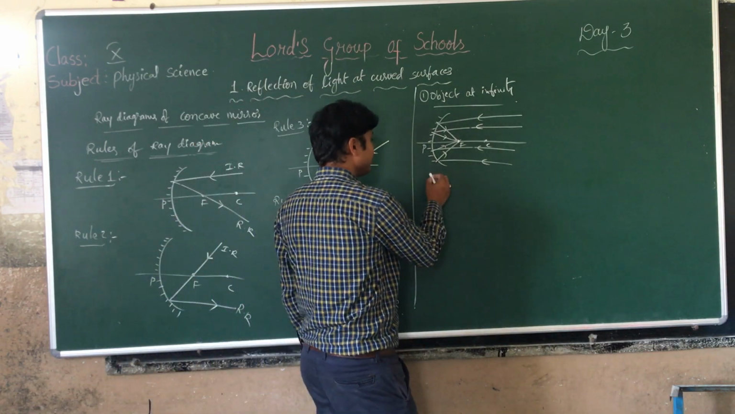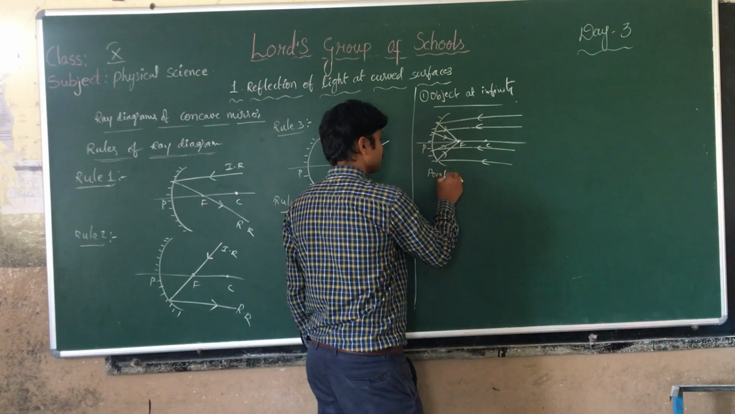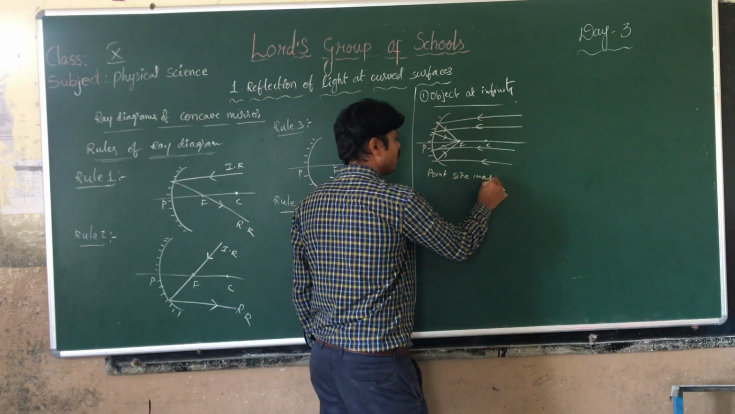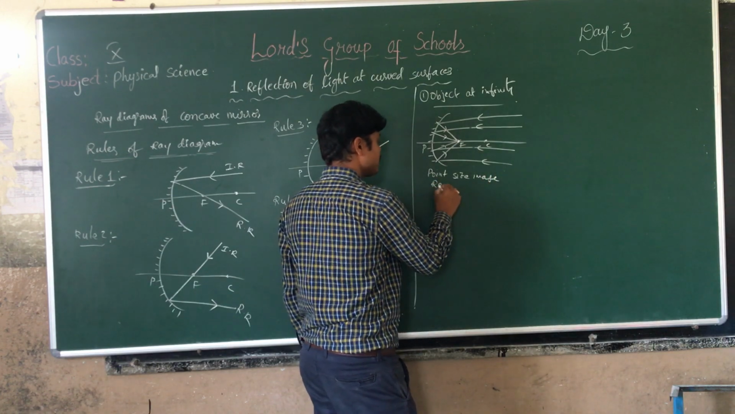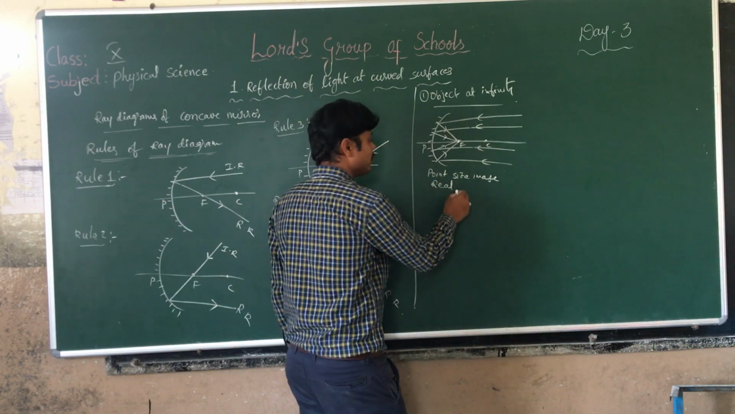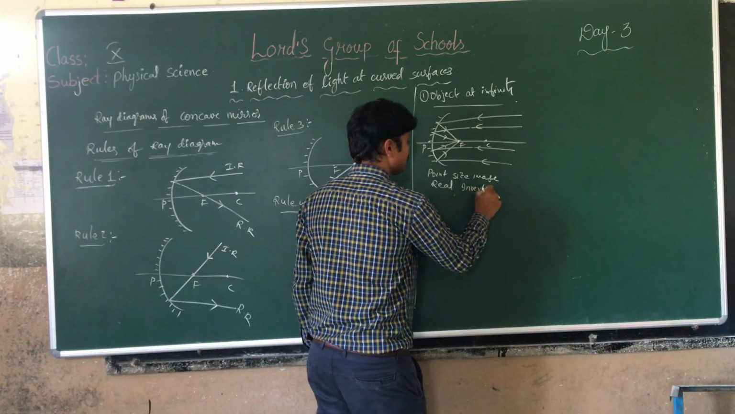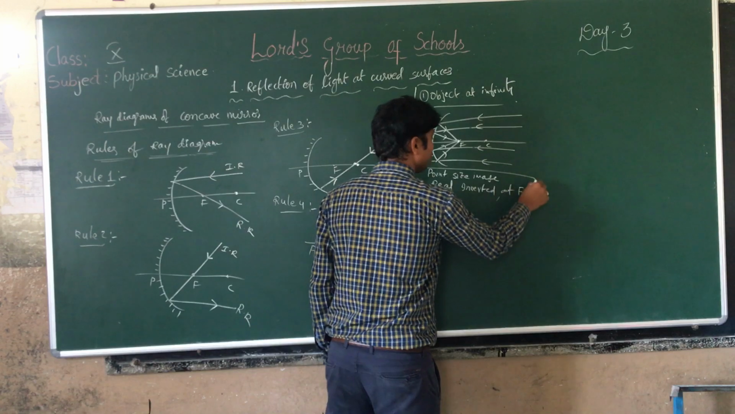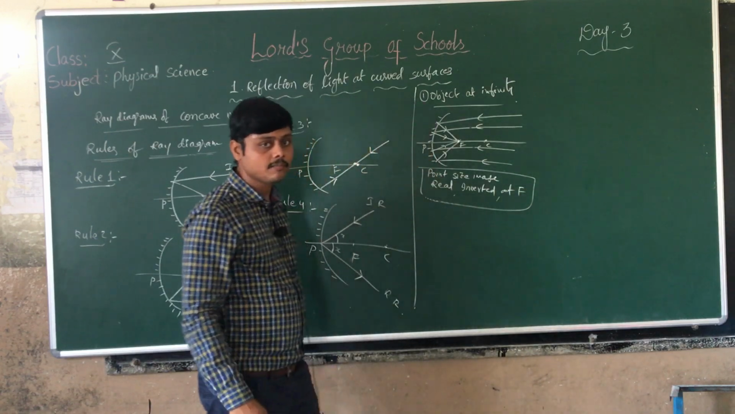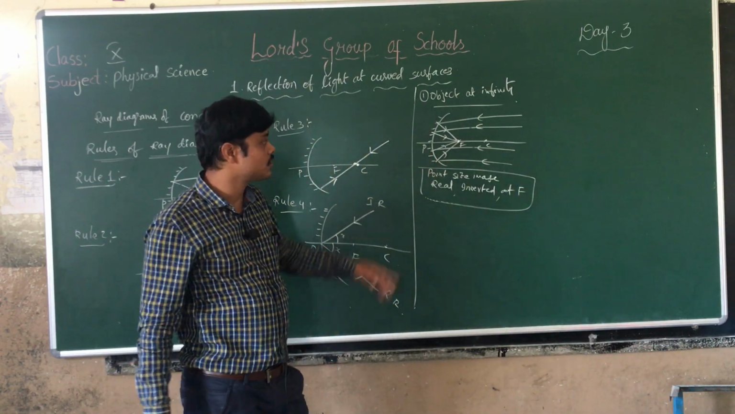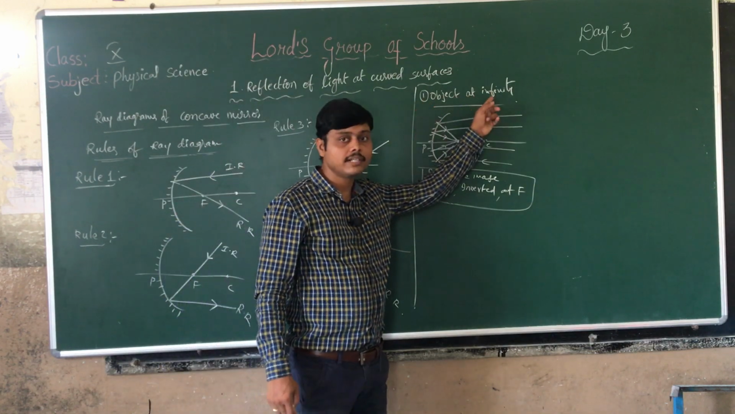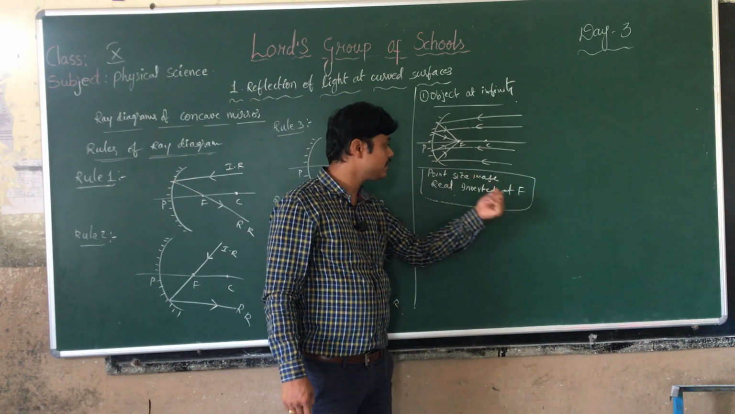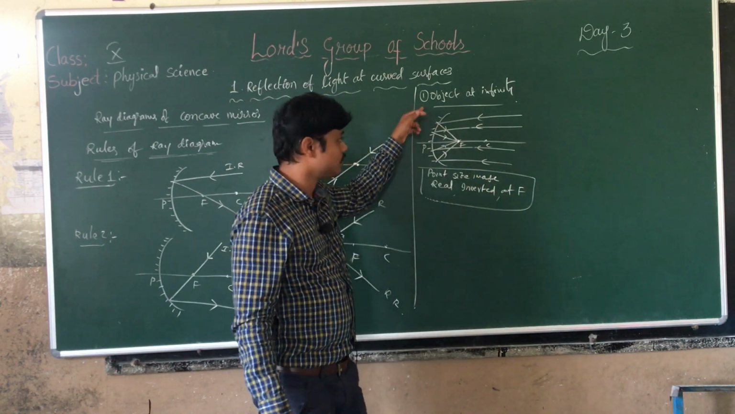Here we are getting a point size image, that means a very small image, and it is a real image. Point size, real image, inverted image, and it is at F. These are the characteristics of the image we need to compulsorily write for every position of the object. So when the object is at infinity, we got a point size, real, inverted image at the focus. That is the first position.